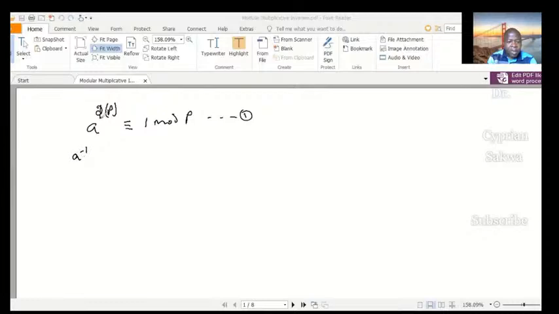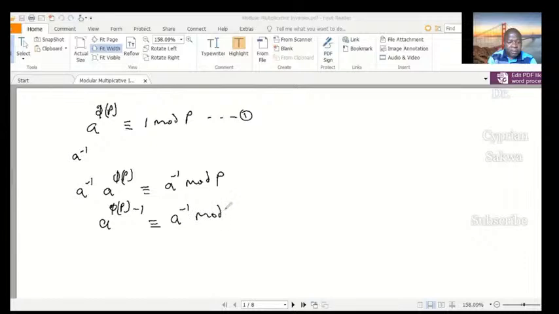So when we multiply by the inverse of A, we have the inverse of A multiplied by A to the phi of p, congruent to, multiplying this side also by A inverse, A inverse mod p. And so, adding the indices on the left side gives us A raised to phi of p minus 1 is the inverse of A mod p. So this is how we find the inverse using the Euler theorem.